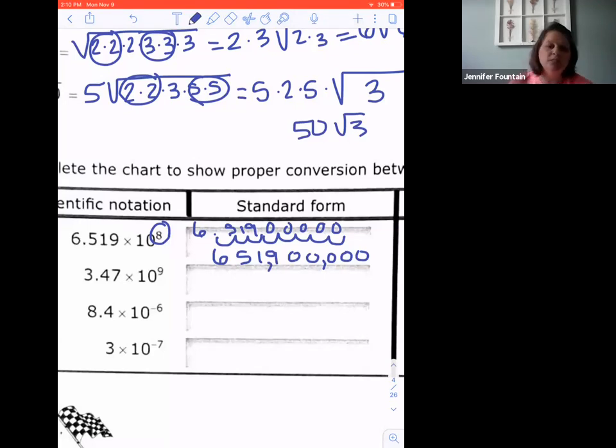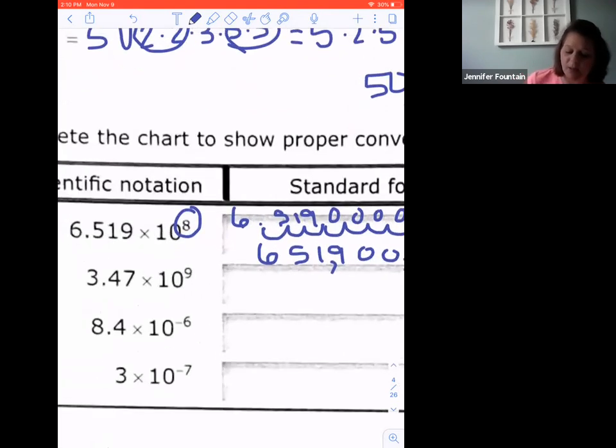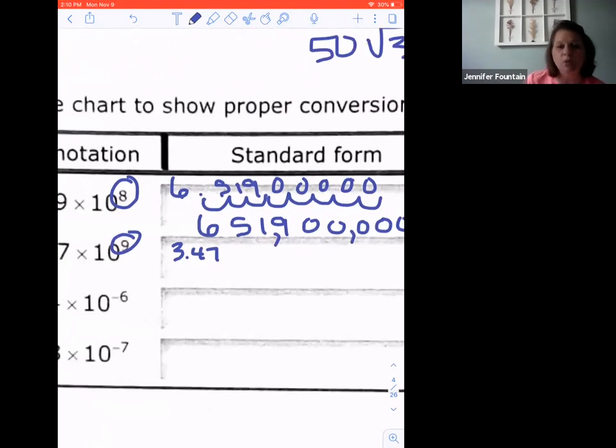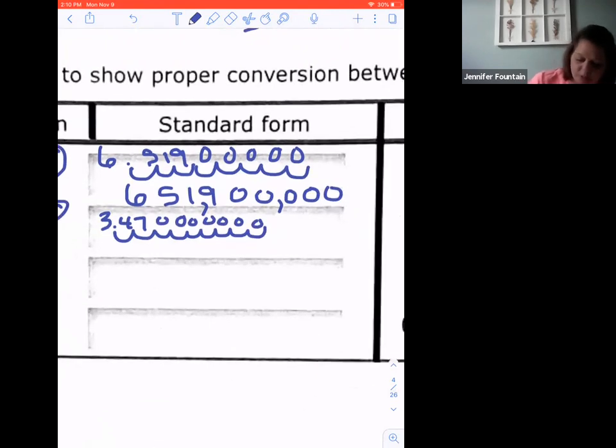All right, 3.47 times 10 to the 9th power means I'm going to move 9 places to the right. So again, I'm starting with 3.47. I need to move 9 places to the right. I start with where my decimal is and go 1, 2, 3, 4, 5, 6, 7, 8, 9. All those places I have to backfill with zeros. So I end up with 347, 0, 0, 0, 0, 0, 0, 0.